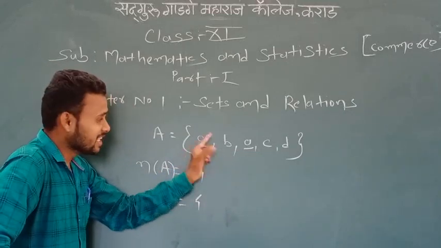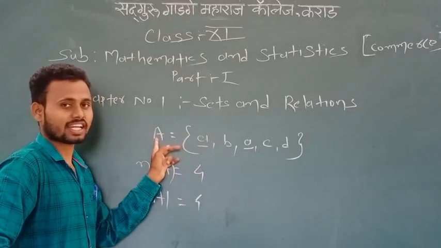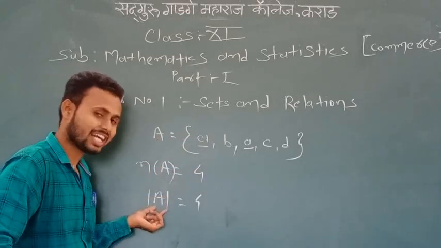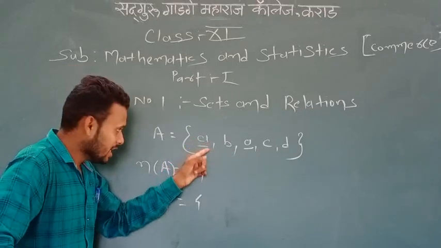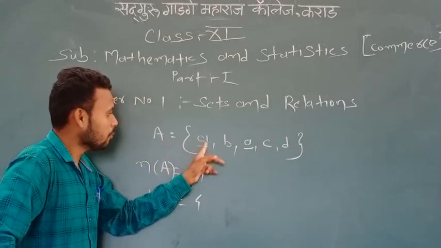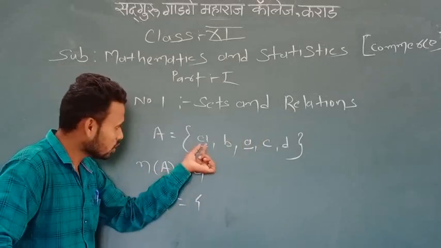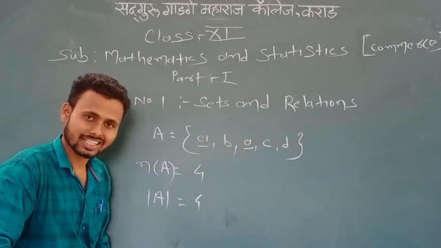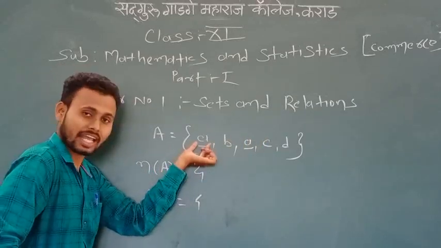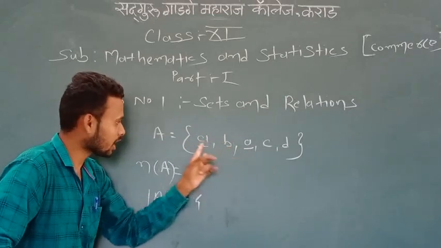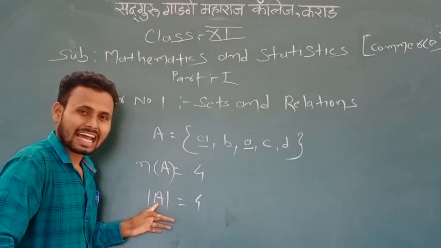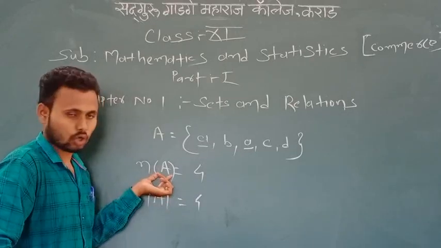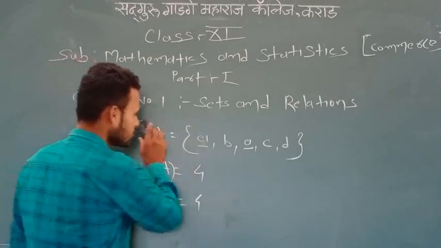The number of distinct elements contained in a finite set is called n(A), or the cardinality of A. If an element in a set is repeated more than once, then count it as once. That means if an element is repeated more than once, while counting you count it only once, which is called the cardinality of set A, or the number of elements of that set A.